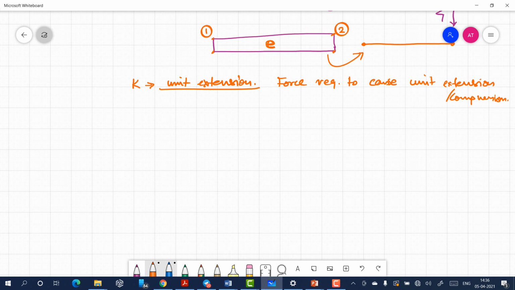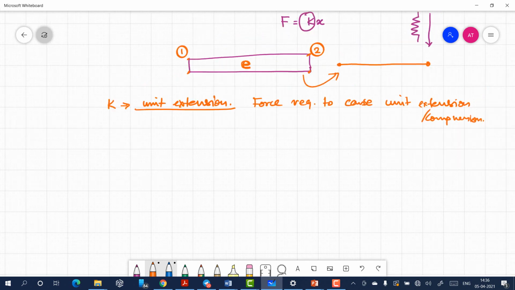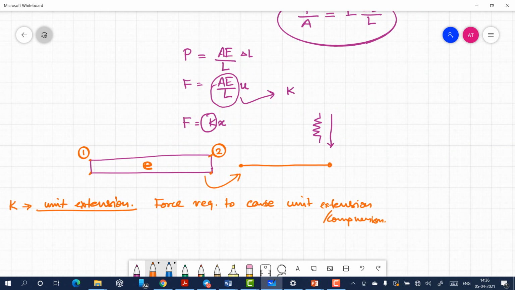So you can also have a reverse kind of thing. You actually apply a unit extension or compression, and whatever force appears because of that extension or compression can also be called stiffness. And it's just that the displacement has to be unity. So what we are trying to say here is that if U is 1, then this force is the stiffness. So F is equal to Kx, and if X is equal to 1, then F is equal to K, and that's the definition of stiffness.